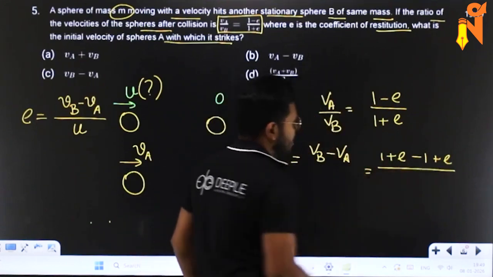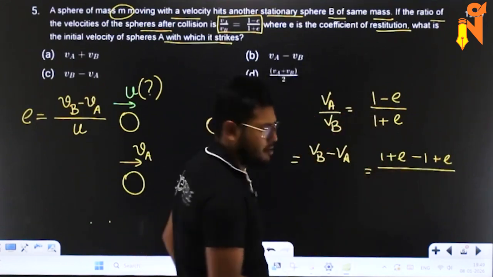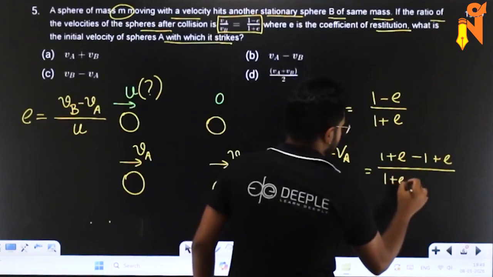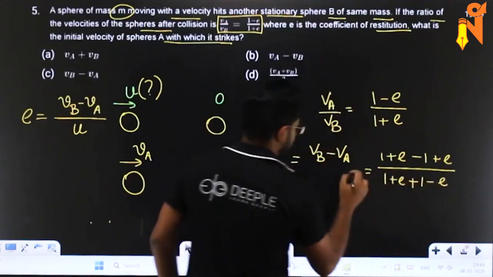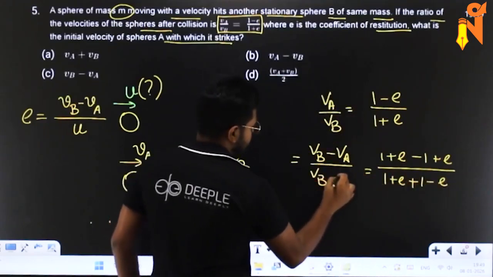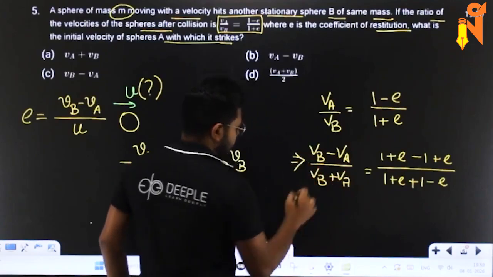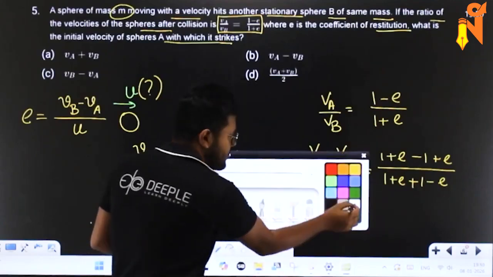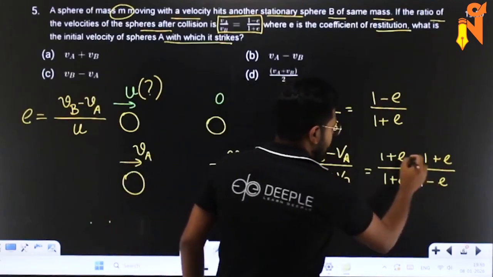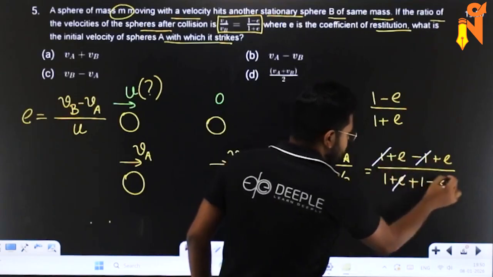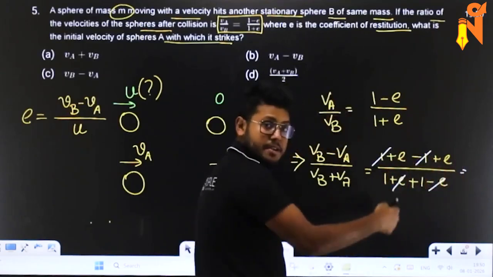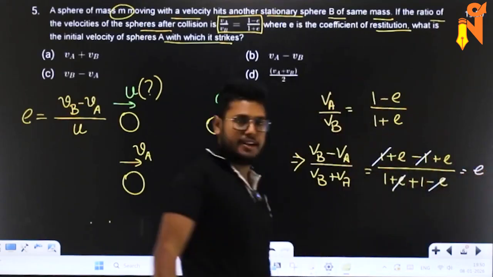Now for the denominator, I will do the opposite thing. I will just add them up. So 1 plus E plus 1 minus E. Same story here, Vb plus Va. Now let's see what we comprehend from here. So 1 cancels out, E cancels out. I got basically 2E by 2. So basically E, you all understand.